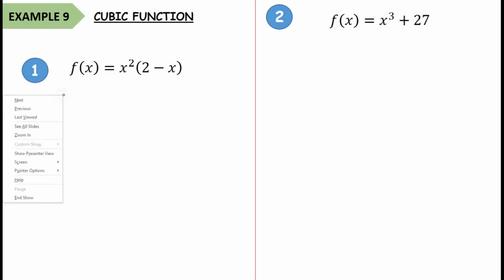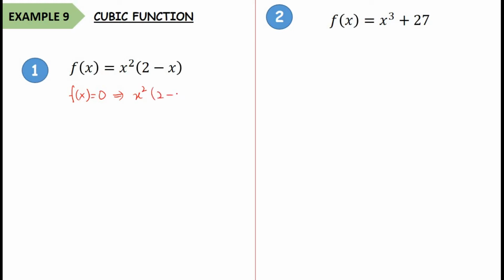So meaning that when f(x) is equal to 0, then you will get x squared times (2 minus x) is equal to 0. Now you get two values of x, which is x is equal to 0 and another one is x is equal to 2. So you can sketch the graph now.